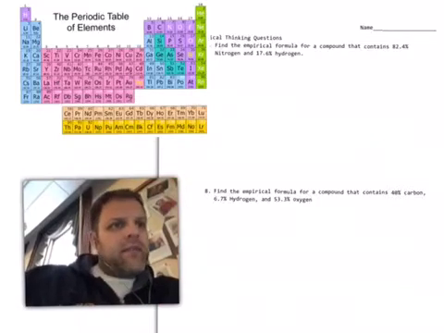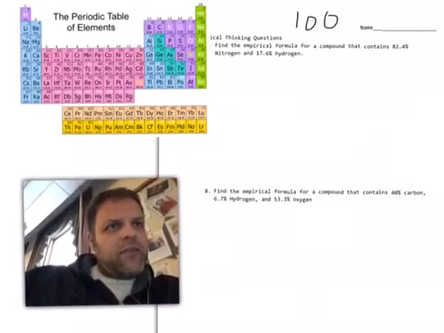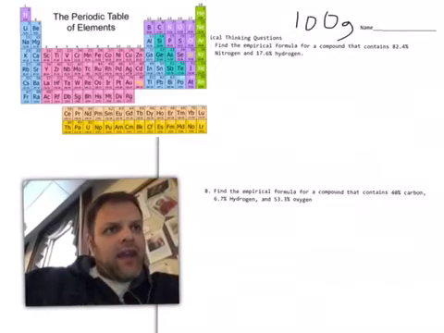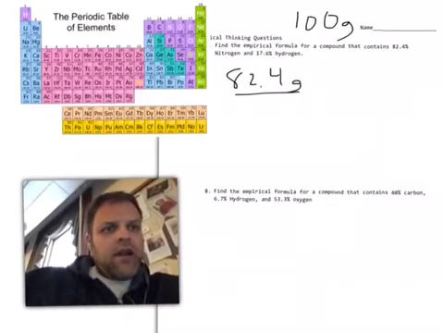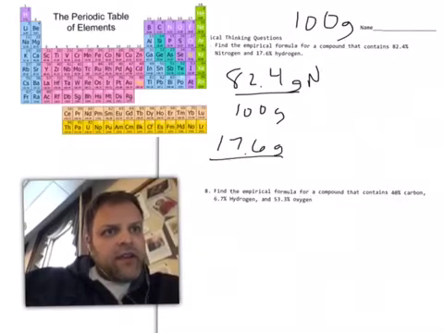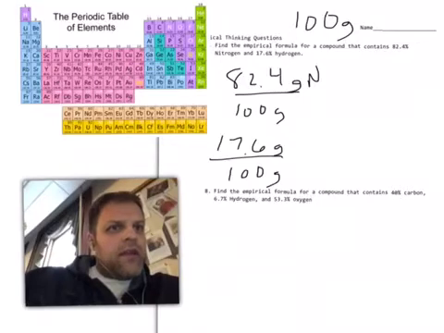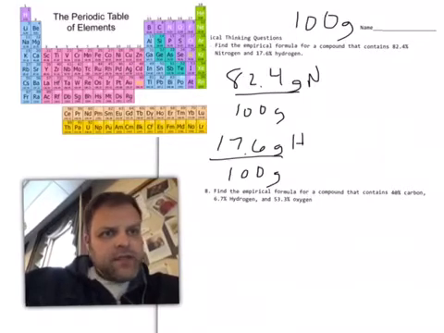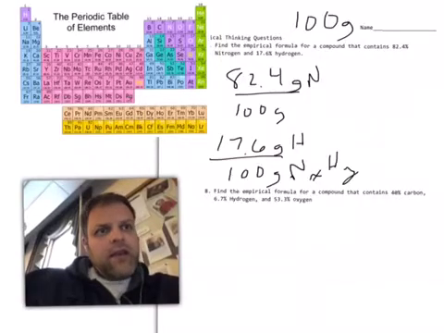Well, if I think about this as a 100-gram sample, then that means that 82.4 grams out of every 100 grams is nitrogen. And then 17.6 out of every 100 grams are going to be hydrogen. So this is going to be NxHy.